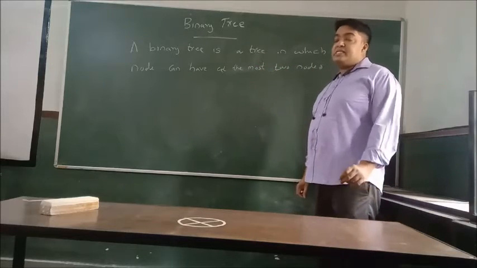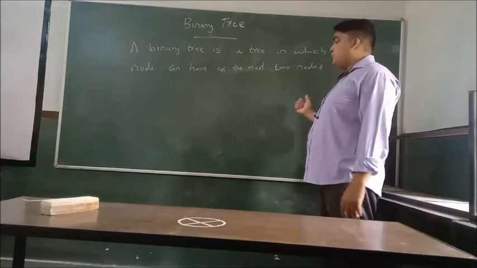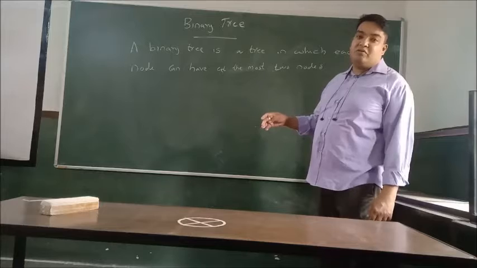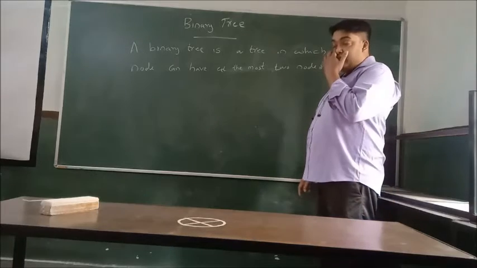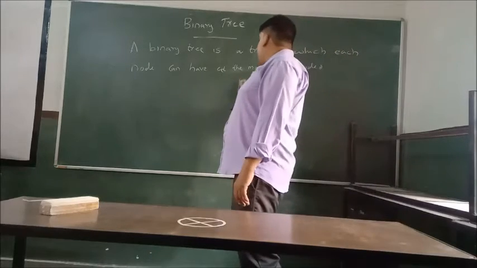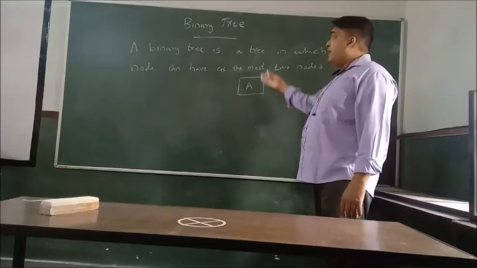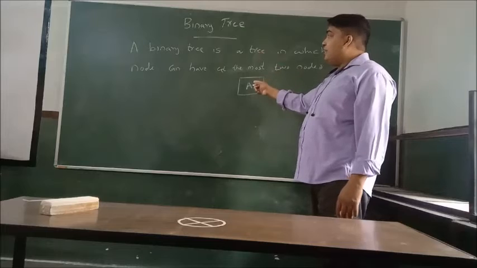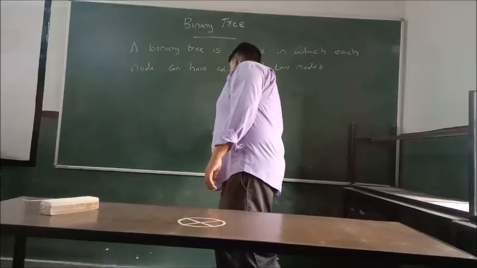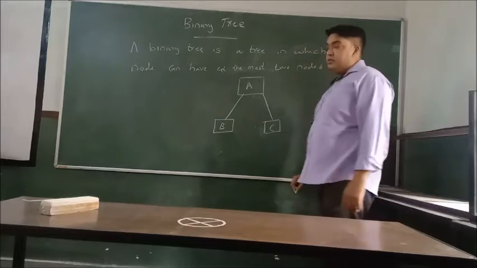That means the maximum number of nodes allowed per node is 2. Right? The maximum should be 2. But the minimum means it should be 0 or 1 or 2. So we can say, what is a binary tree? Suppose A is a node in a binary tree. As per the condition of the binary tree, this node can have a maximum of 2. Now I say B is a node and C is another node.